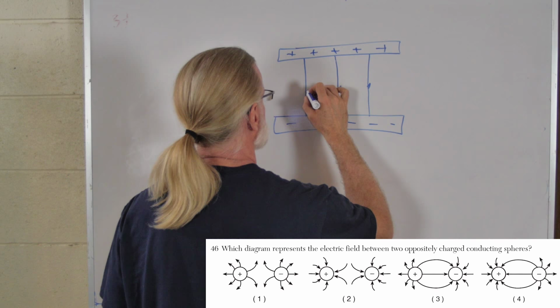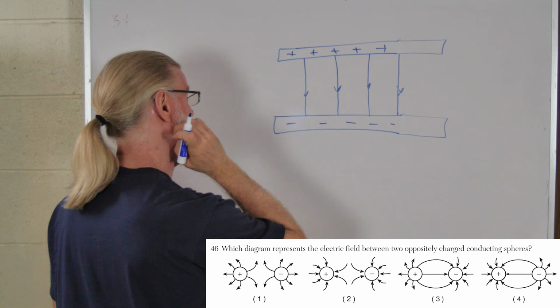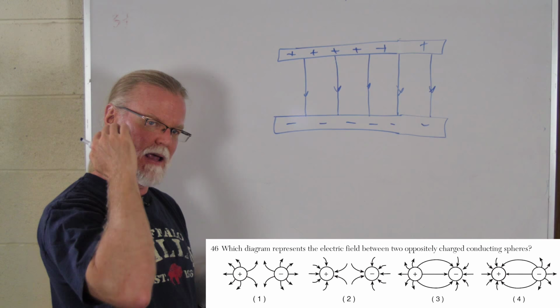Let's make it a little bigger. Evenly spaced. All right. There will be a small fringing about the edges, but that's not the important thing. The important thing is that the electric field is the same everywhere between them.